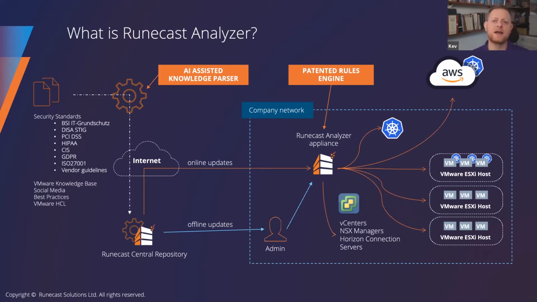So we pull all of this data down. It goes into this Runecast central repository, which is basically, to all intents and purposes, a web server. This is where we serve the updates from. So these updates can be pulled down by your Runecast Analyzer appliance, which runs on premises. That can either happen automatically if you've got a connection out from the appliance to the internet, in fact, to one specific URL on the internet, so you can really lock that down through your proxy. Or alternatively, if you're working in a more rigorously secured environment, you might need to do offline updates.